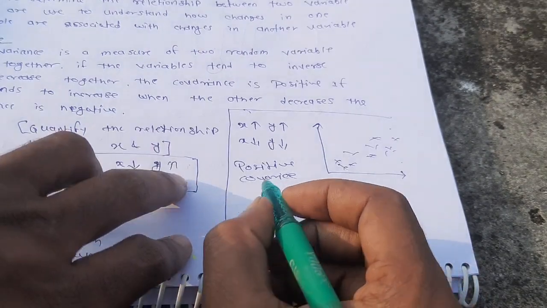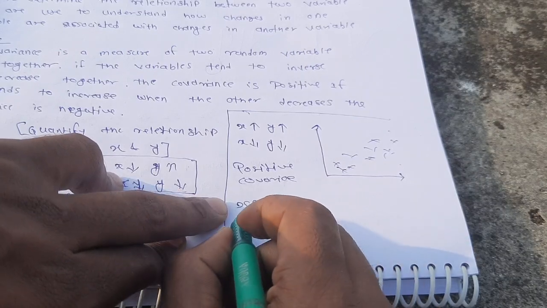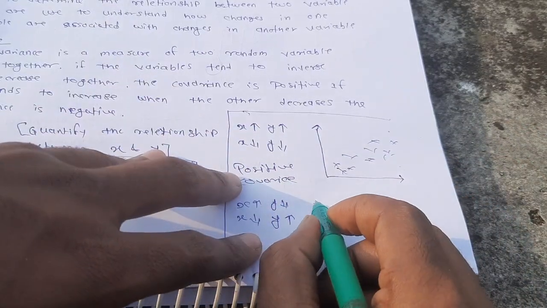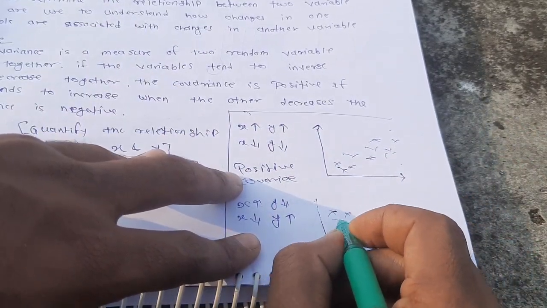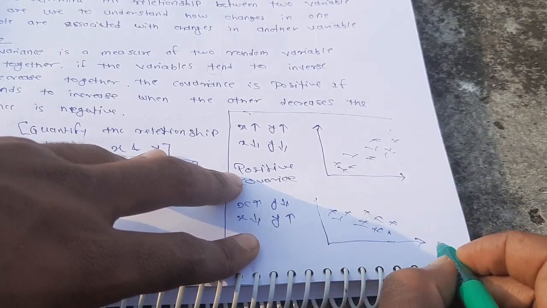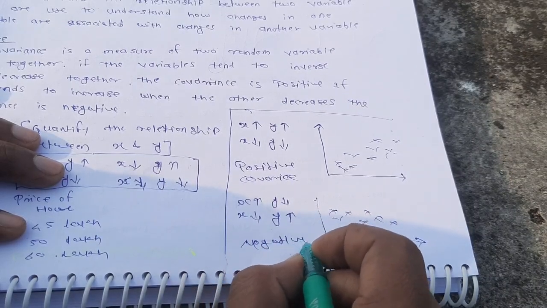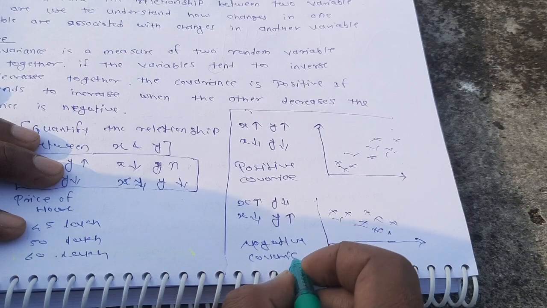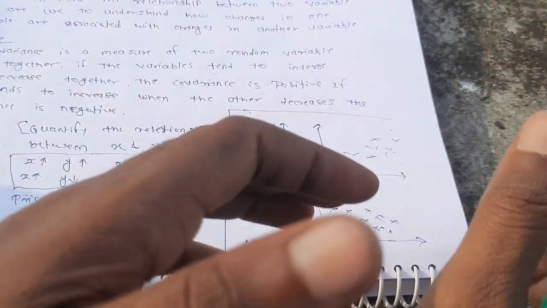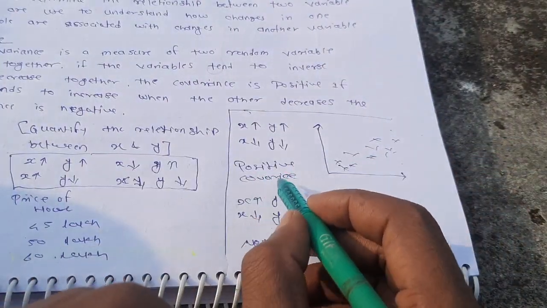Now the other case. If the x-axis increases, the y-axis decreases, and if the x-axis decreases, the y-axis increases. In that case the data points are distributed in that way, and that is a negative covariance. That is the graph distribution showing the correlation between the x-axis and y-axis, and what positive and negative covariance look like.